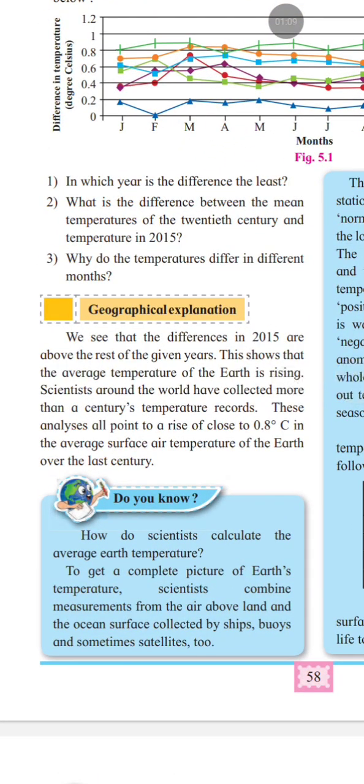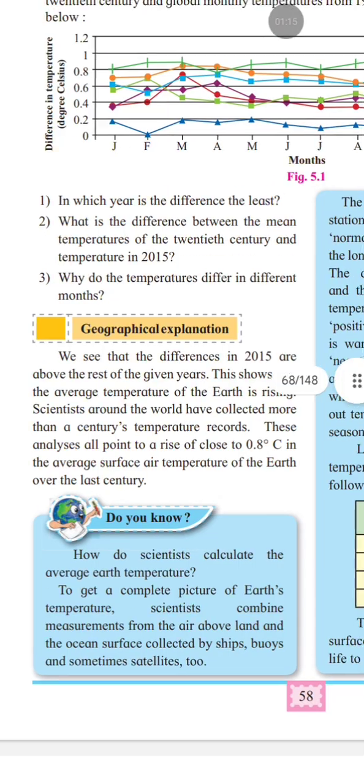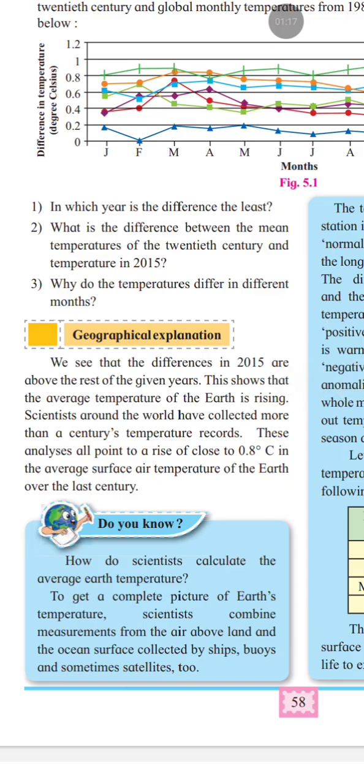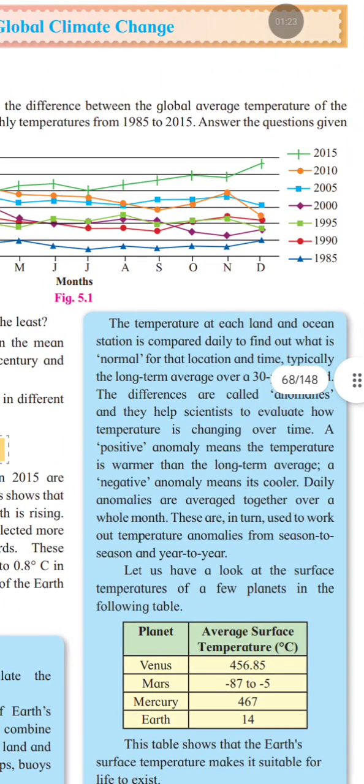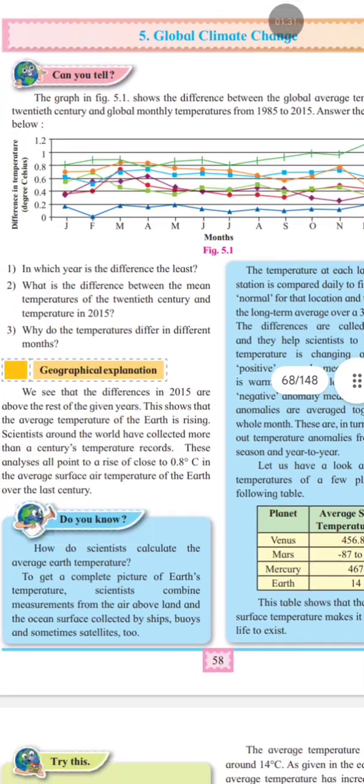First question is, in which year is the difference the least? So observe the graph carefully. You can see the difference in temperature is least in 1985. Question 2 is, what is the difference between the mean temperature of the 20th century and temperature in 2015? The difference is 0.8 degrees Celsius.